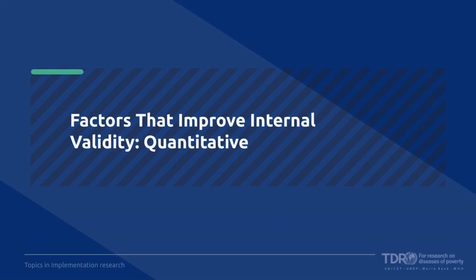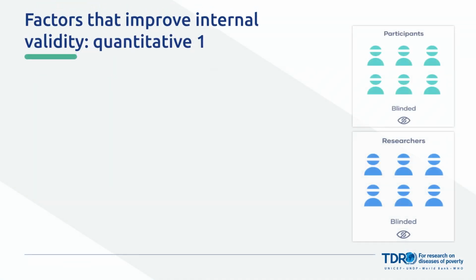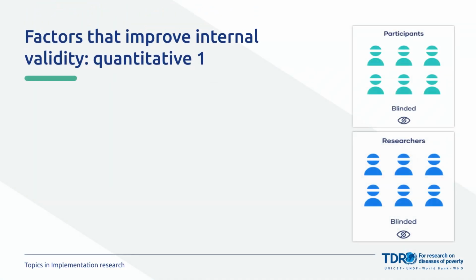Let's talk a bit about quantitative factors that improve internal validity. In this section, we explain the various quantitative factors that must be observed to improve the internal validity of implementation research. In quantitative implementation research, improving internal validity involves specific strategies.